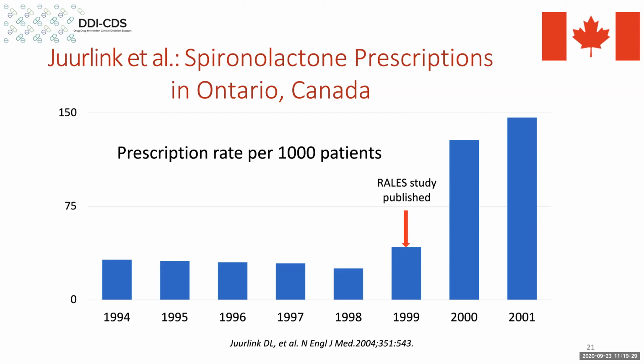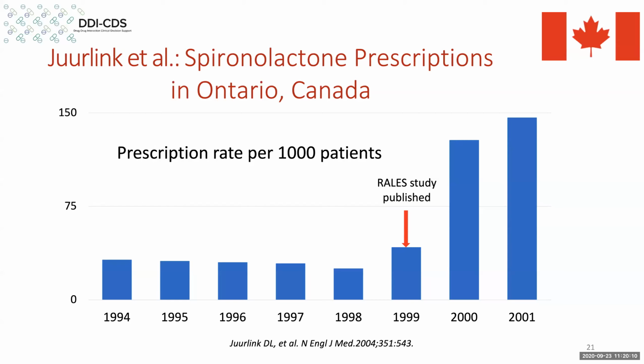Yerlink thought, gee, there must be something going on here. What's happening? And so the first thing they did was they looked at the use of spironolactone in Ontario, which is where Dr. Yerlink practices. And they looked back to 1994 and then looked forward to 2001, which was just before this was published in 2004. But you can see the numbers go from roughly 34, 35 back in 94. And this is the rates per 1,000 patients. That's the number of prescriptions per 1,000 patients. So started at about 34 and ended up in 2001 at 149.